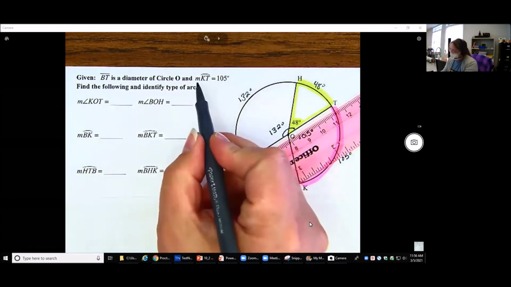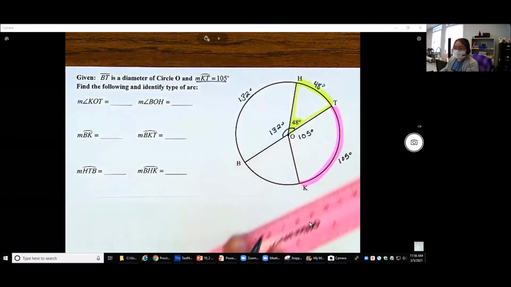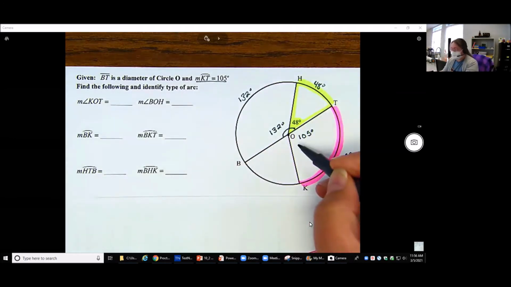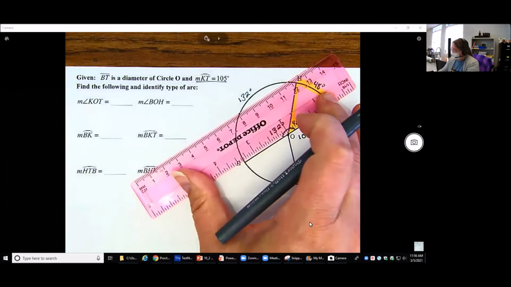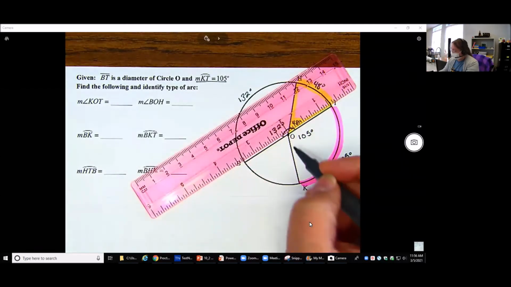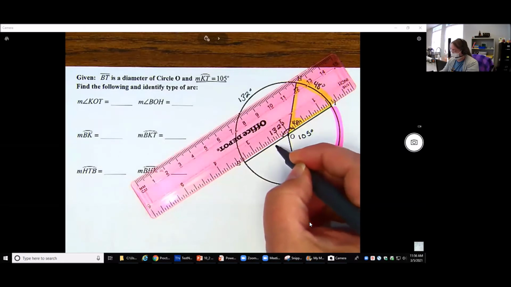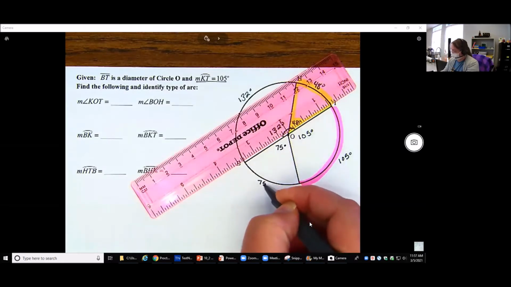The other piece of information that they gave us is that the measure of arc KT is 105 degrees. So since this arc is 105 degrees, the central angle that goes with it is 105 degrees. Now it's on the other side of this diameter, so these two angles add together to make 180. Therefore, this one has to be 75 degrees, and this arc is 75 degrees.